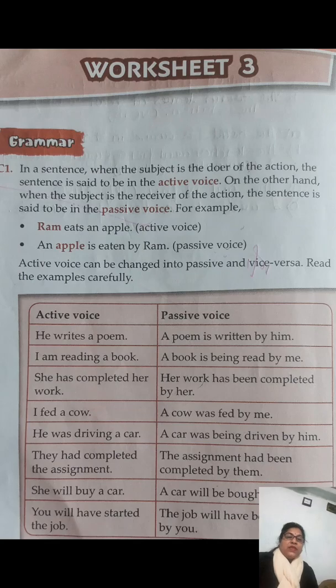So here the apple is the passive subject, but the apple cannot perform the act of eating since it is an inanimate object. It is actually the receiver of the action eat. Therefore, it is the passive subject of the sentence. The doer of the action of this sentence is Ram. Now in this exercise you can see a poem is written by him, a book is being read by me, her work has been completed by her. So usually the preposition by is added before the doer of an action in a passive construction.